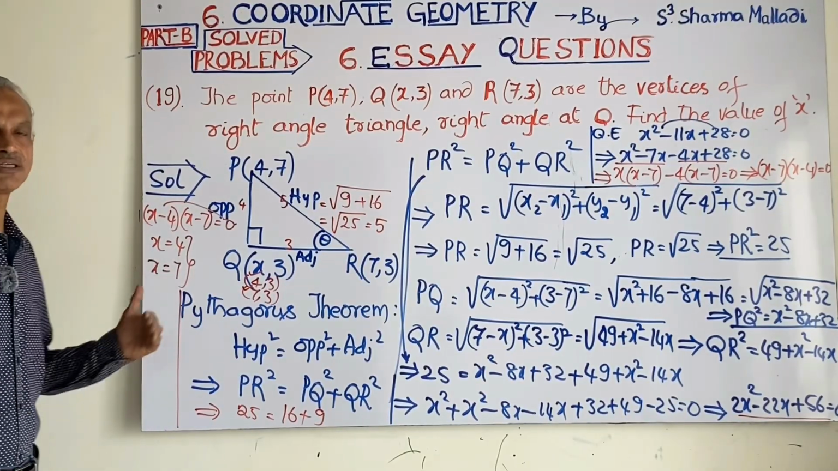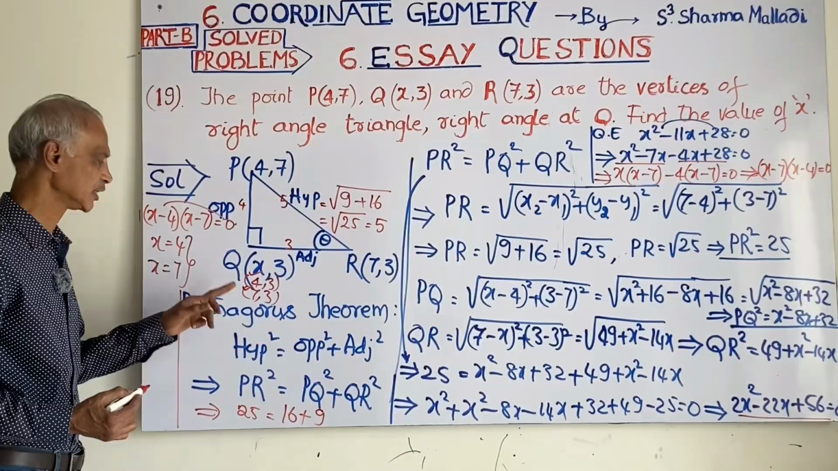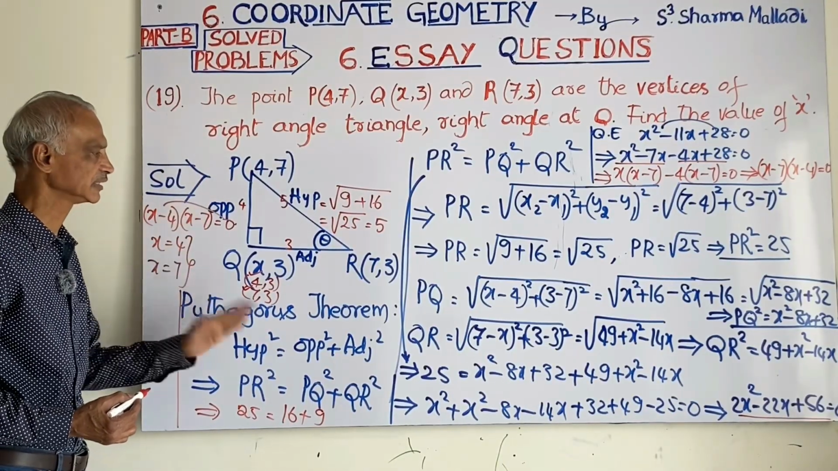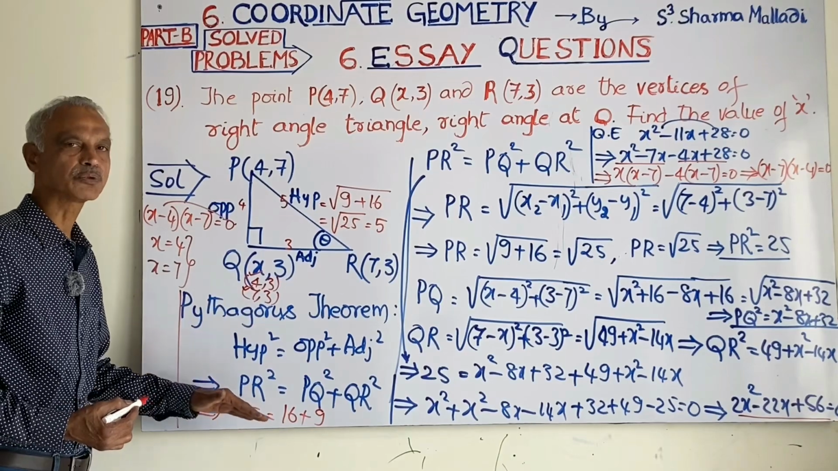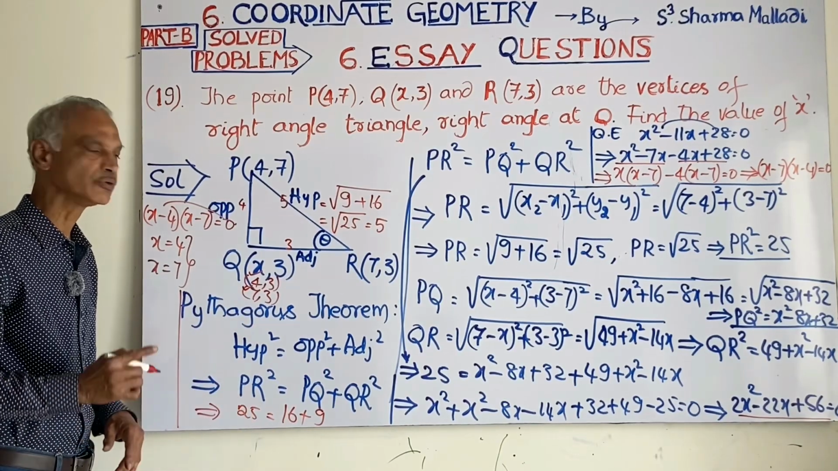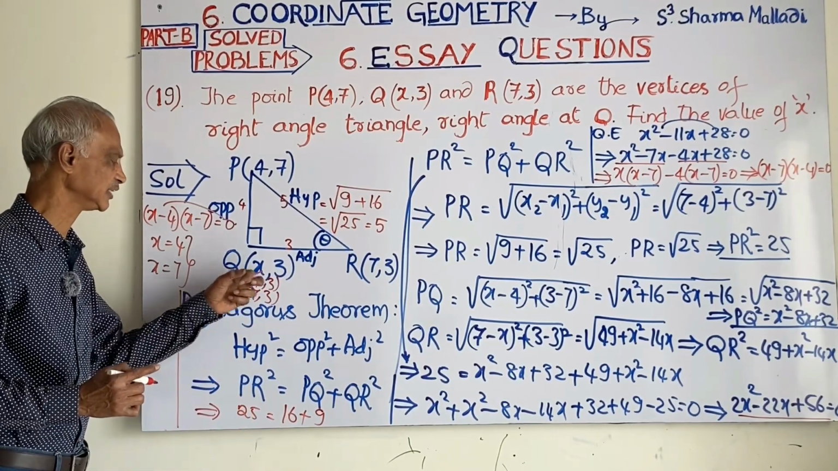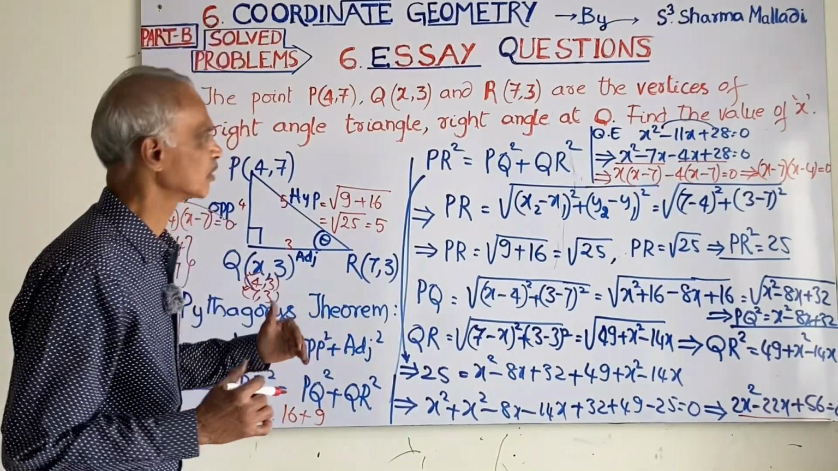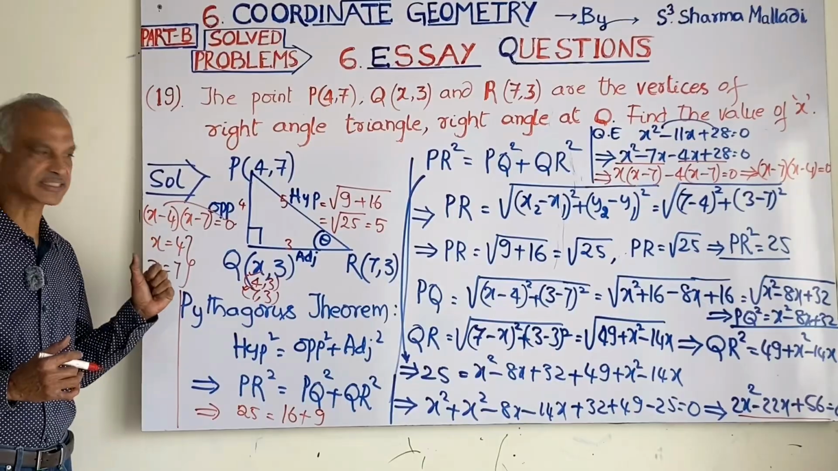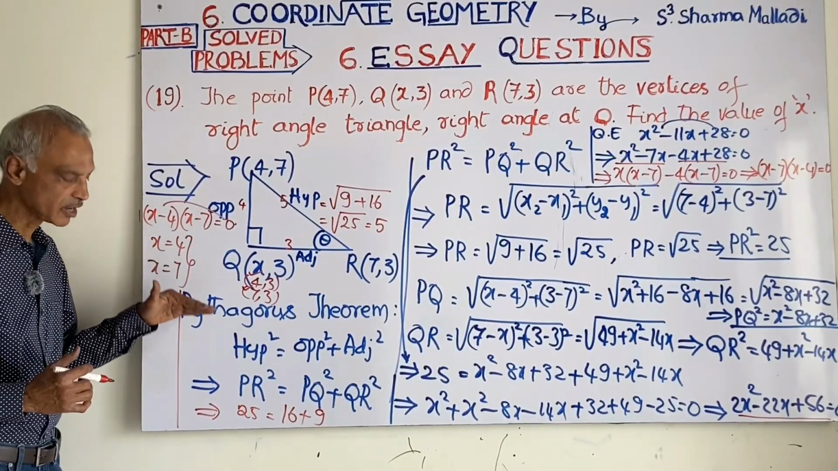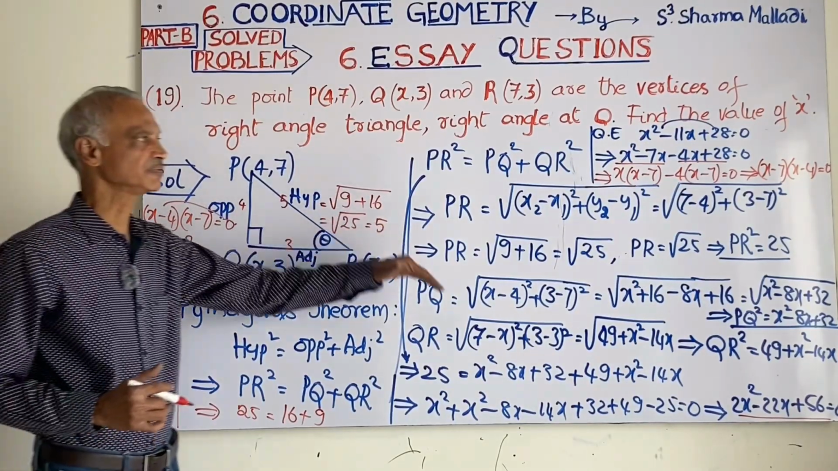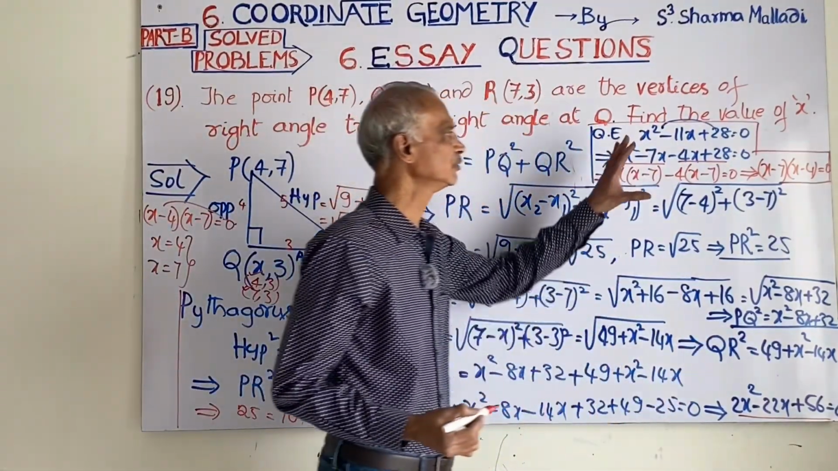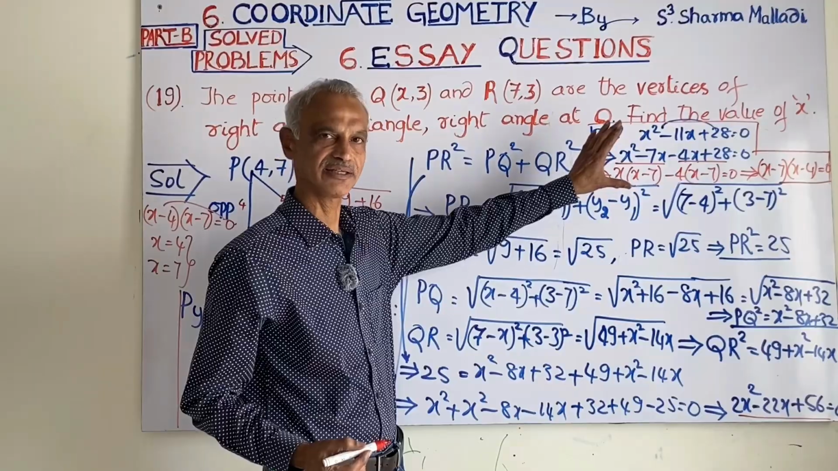That is 4. The value of x is 4. Similarly, you can try for 7: 7, 3 and 7, 3. You can prove the Pythagoras theorem by the two values of x, that is 4, 3 and 7, 3. We have to use Pythagoras theorem in this problem to find the value of x. In this problem, you have Pythagoras theorem, distance between 2 points, and a quadratic equation in x. You have to solve the quadratic equation in x.